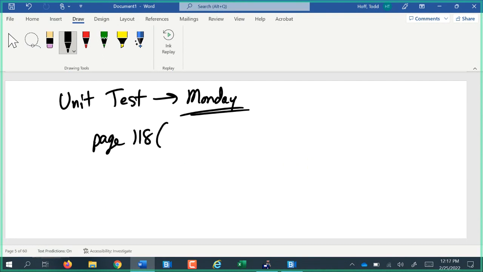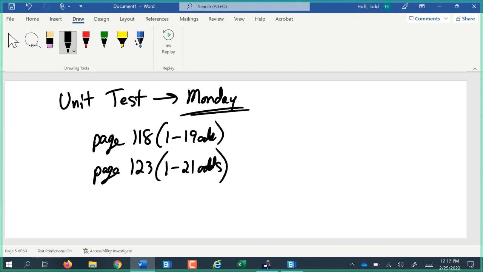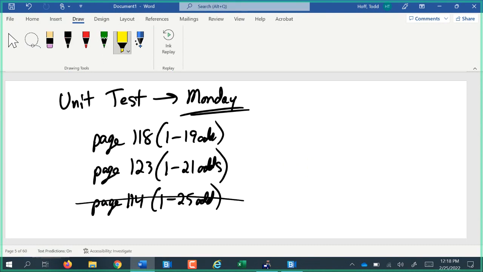Page 118 out of the book, 1 through 19, the odds. And page 123 out of the book, problems 1 through 21, the odds. These deal with temperatures and some of these apothecary unit conversions. You may want to step back to page 114, 1 through 25. We assigned that on Wednesday, but that is our dimensional analysis, the rate conversions. So that might be something to go back and take a look at if you didn't finish that as well.